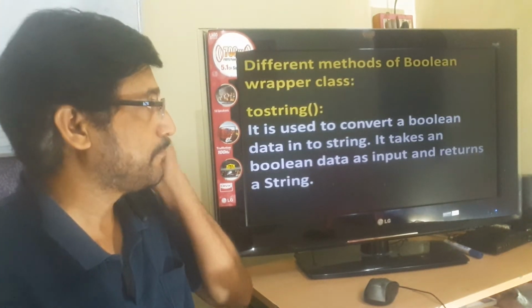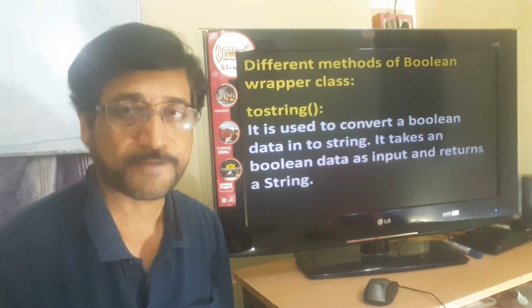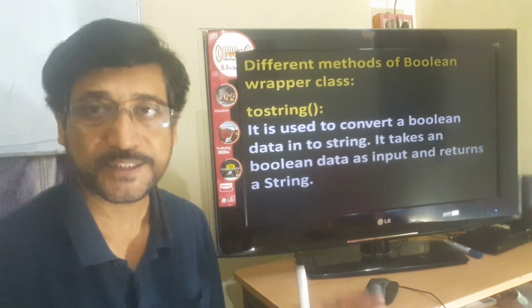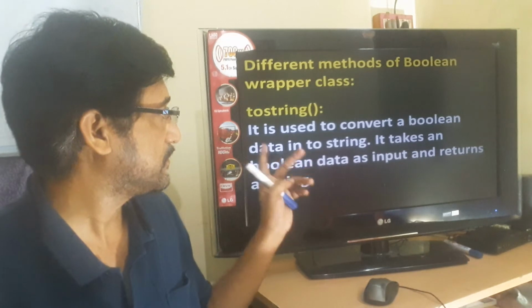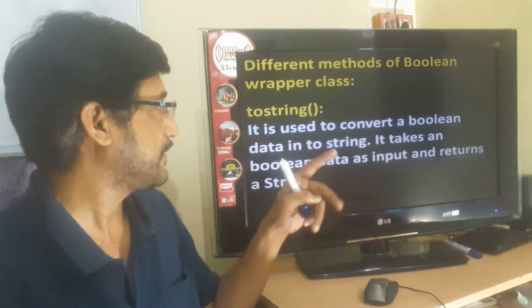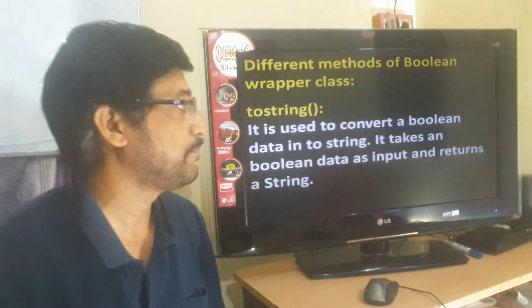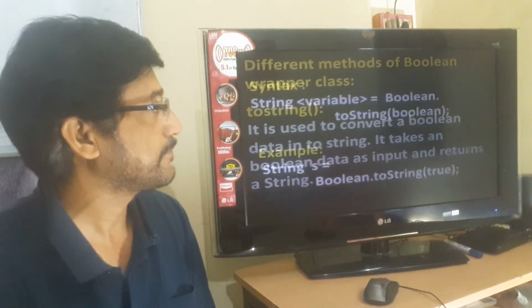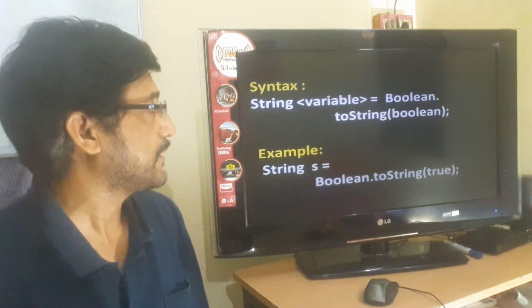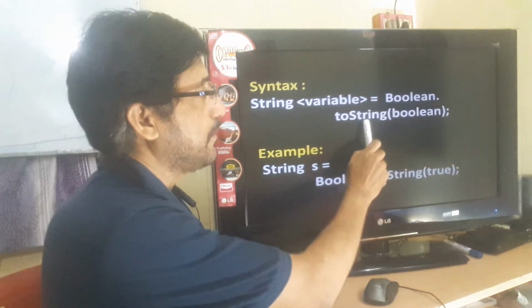Different methods of the Boolean class. First is toString. Sometimes it is required to convert Boolean data into a string. This is a static method as it is present inside the class. So using this method you can convert Boolean data into a string. Write down, it is used to convert Boolean data into a string. It takes Boolean data as input and returns a string. So the data type is String, variable, Boolean.toString.